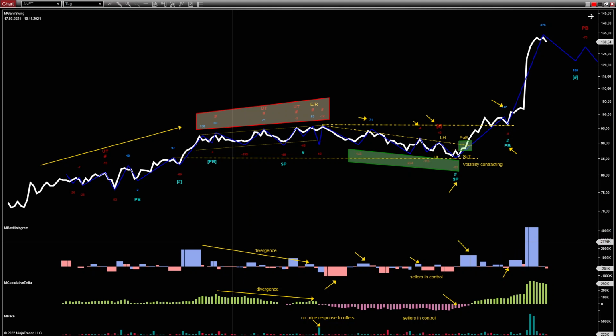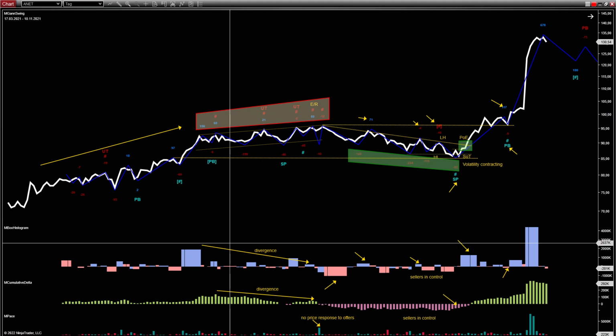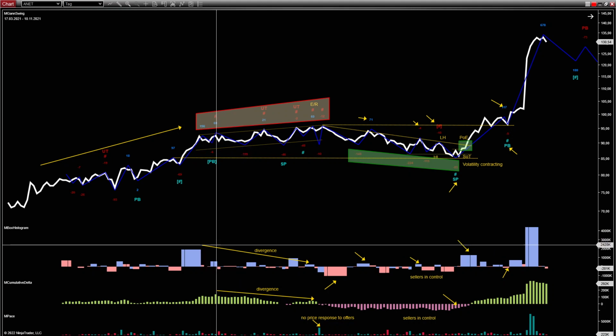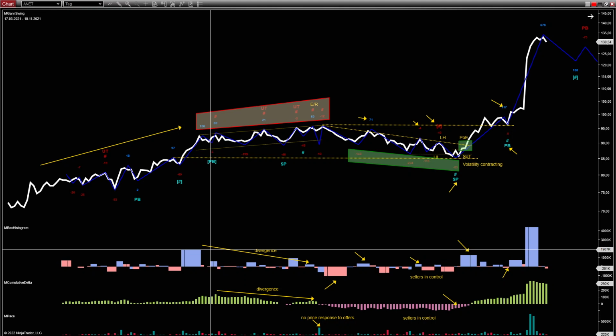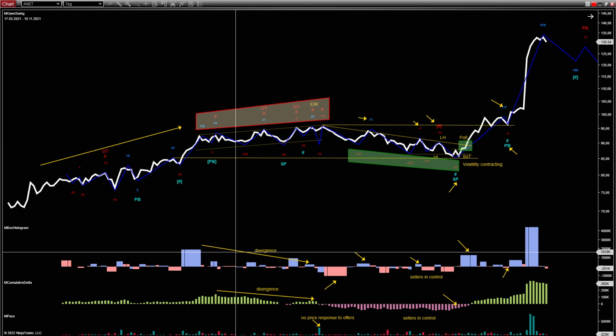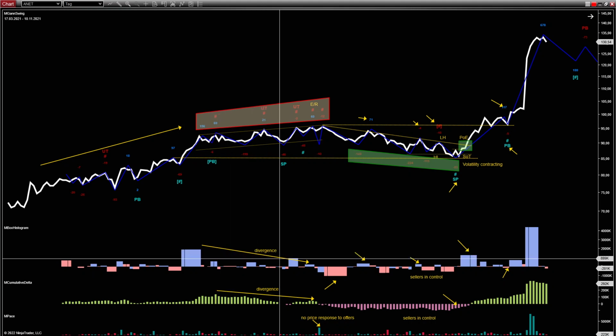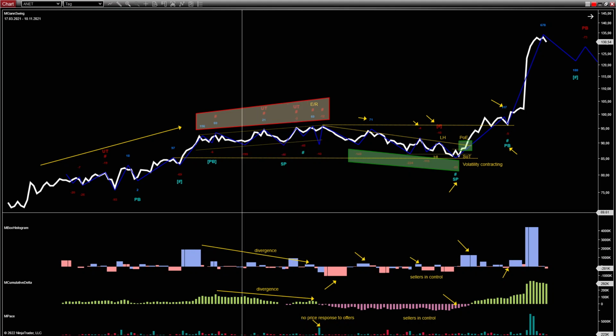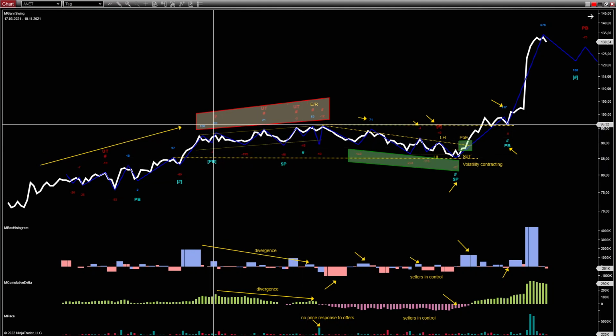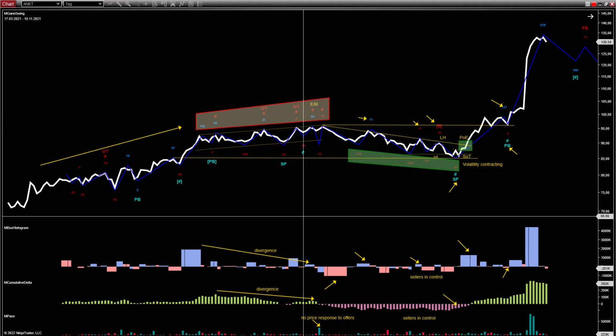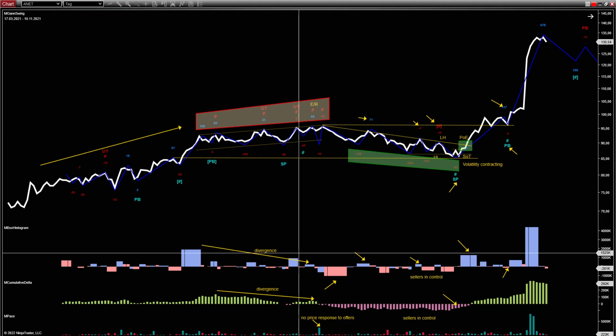We can furthermore see on the MBox histogram area that we have a divergence, meaning the blue demand boxes get weaker and weaker, but we still have price progress, so we have a divergence here.